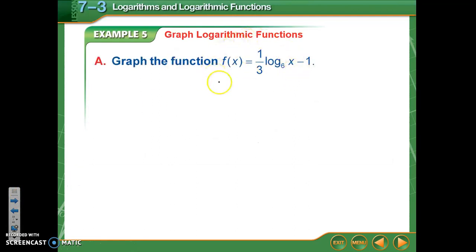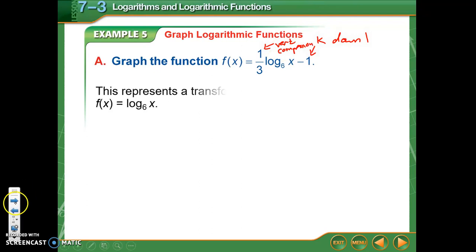So let's take a look at this function. 1/3 times log base 6 of x, minus 1. Notice that this negative 1 is like my k. It's outside of the logarithm. It's not inside because there's no parentheses. So that's going to move it down 1 unit. And the 1/3 in front is going to be a vertical compression. So it's going to shrink it down by 1/3.